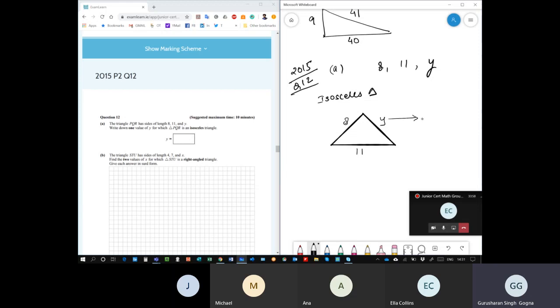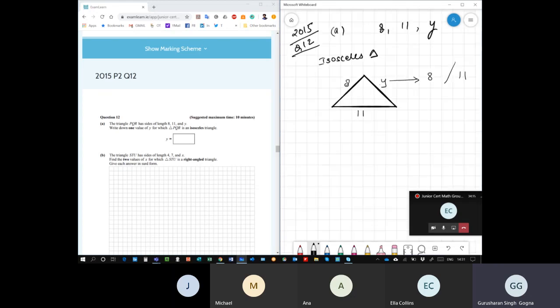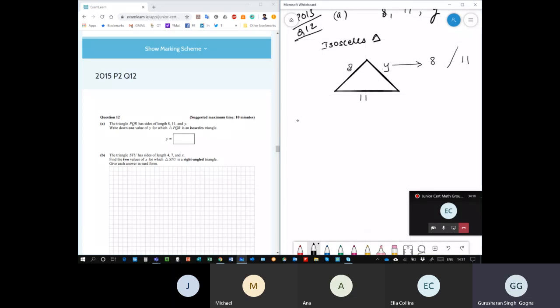So obviously one possible value is 8. They are just asking for one value, but there is another possible value which is 11, obviously, isn't it? You can use either 8, then you have two equal sides, and if you use 11, then also you have two equal sides, but they are asking for just one value. So that's the answer for this question.